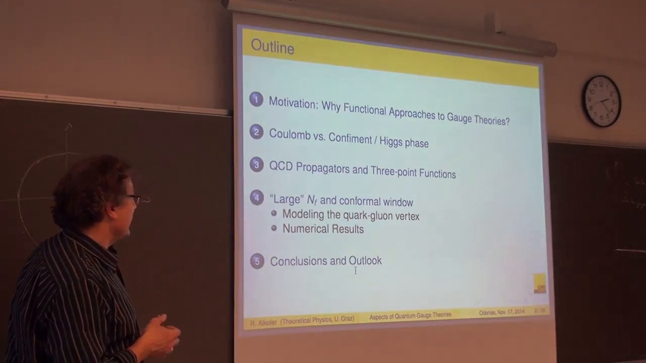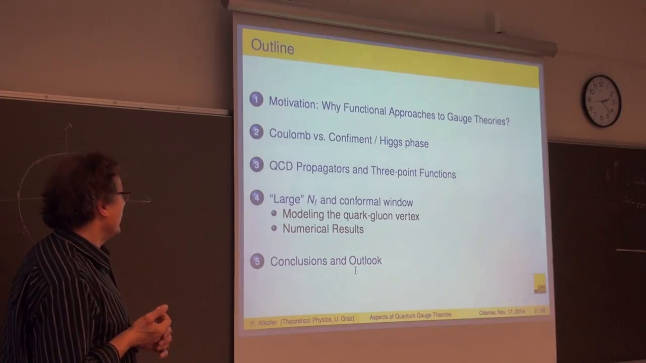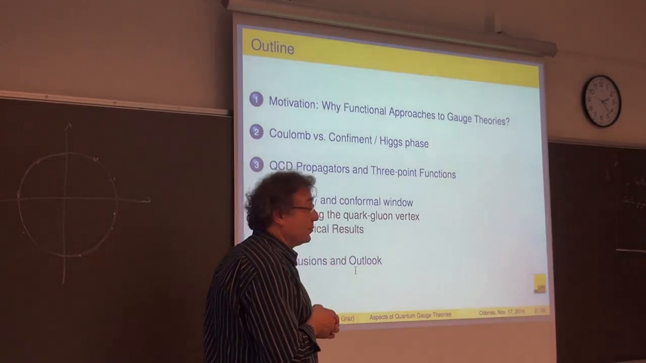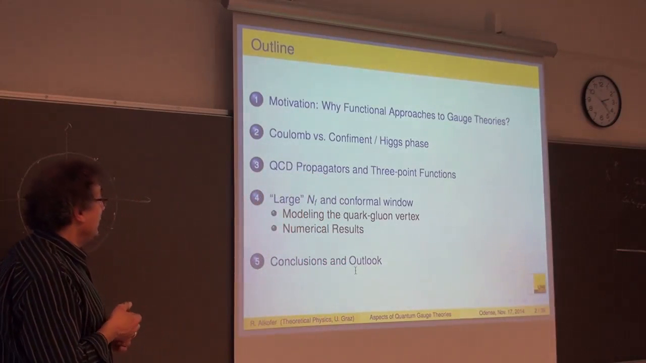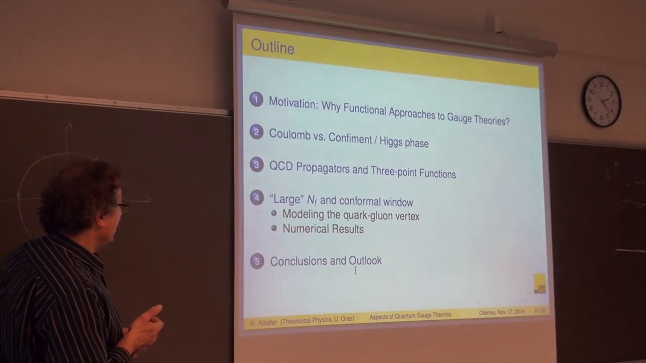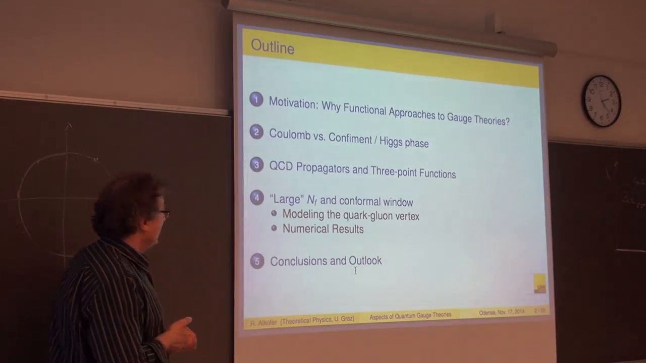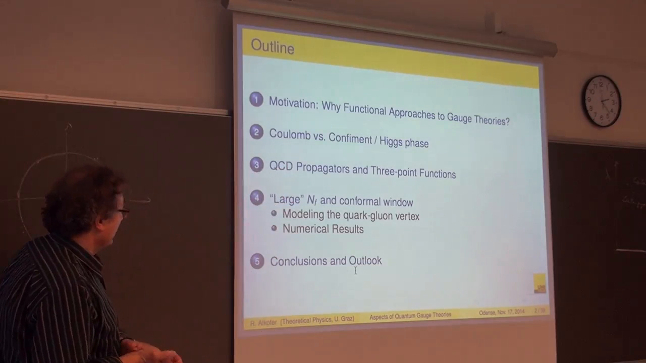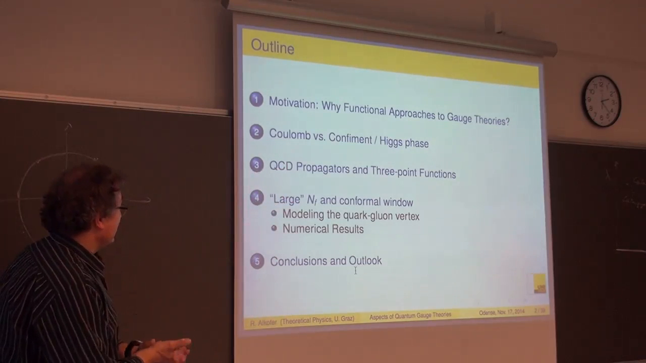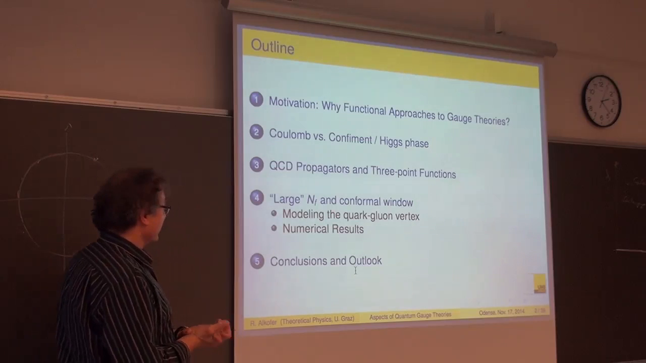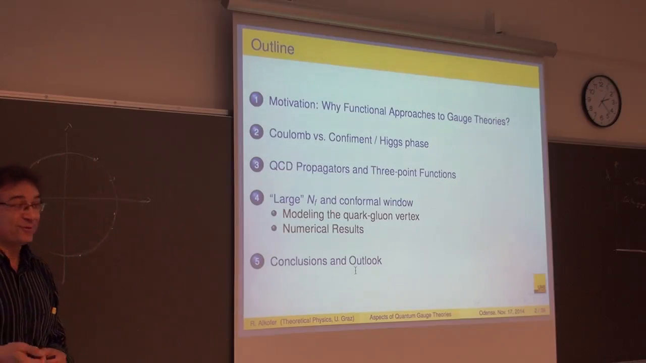I will talk a little bit about what we learned in QCD on propagators and three-point functions. And then I will tell you a little bit about an exploratory calculation of how in such an approach you would see the conformal window, and I tell you some results, and I tell you why these results are not correct. And then I'm going to conclude and present an outlook. Good.